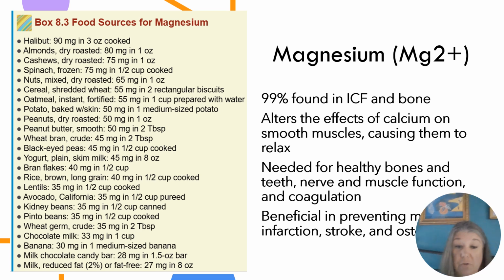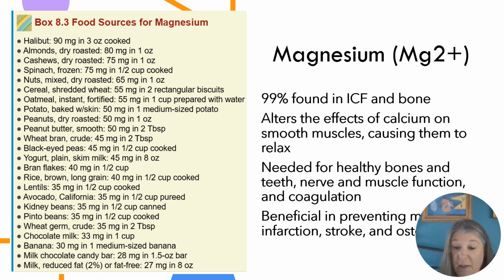Here's some food sources for mag. We always want to be aware of our food sources. So mag kind of works with calcium, all right? It alters the effects of calcium on the smooth muscle. Mag causes us to relax, right?